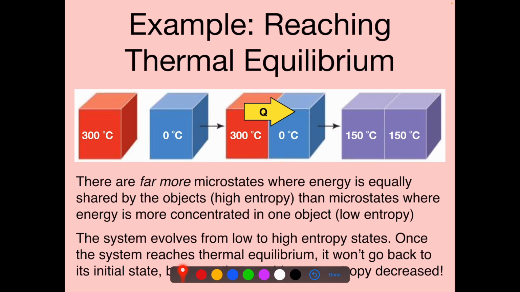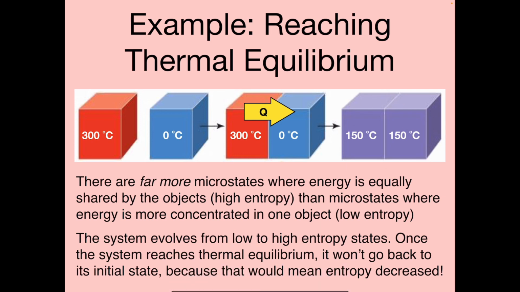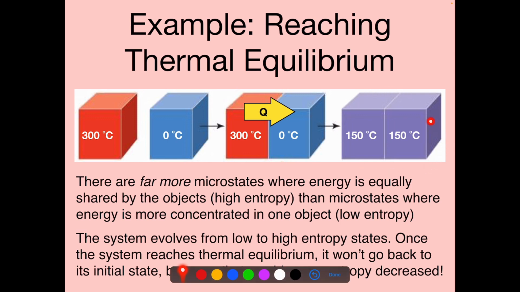So naturally, the system is going to evolve from this low entropy state, where we just have two different temperatures, to this high entropy state, where the two objects have the same temperature and they're in thermal equilibrium. And again, once we reach thermal equilibrium, that's not something that goes back to the original state. Because if we have the two blocks at the same temperature, we'd have to actually decrease entropy in order to get back to this original state. So that doesn't happen, it violates the second law. That's why heat flows from hot to cold and you reach equilibrium, but it doesn't flow the other way.